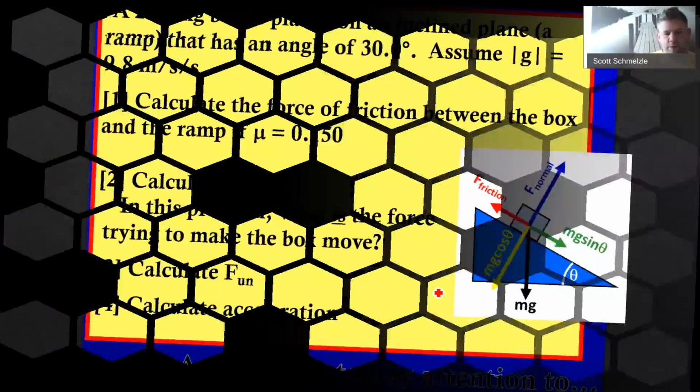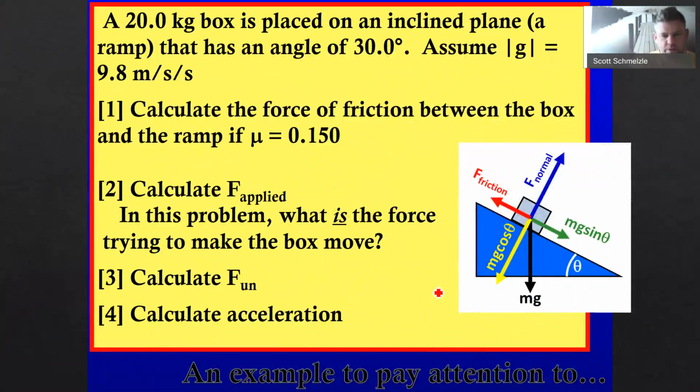All right, so we got a box. We want to calculate the force between the box and the ramp if the mu is 0.15. Calculate the applied force. In this problem, what is the force trying to make the box move? That'll be our applied force, basically the force of gravity. Calculate the friction force and calculate our acceleration.